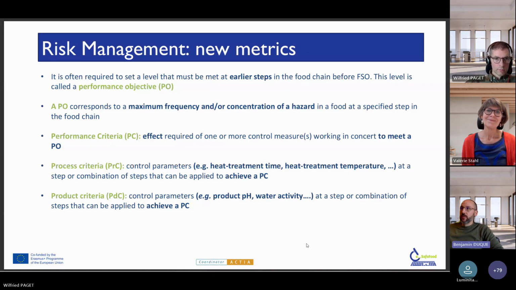And then the two last are the process criteria and the product criteria. So these are control parameters that can be applied to achieve a PC. So the product criteria is linked to the product, it's in the name. So we can act on the pH, on the water activity, for example, and for process criteria, it's more related to your process. So you can act on the treatments, the durations of the treatments, the temperature of the treatments, and so on.